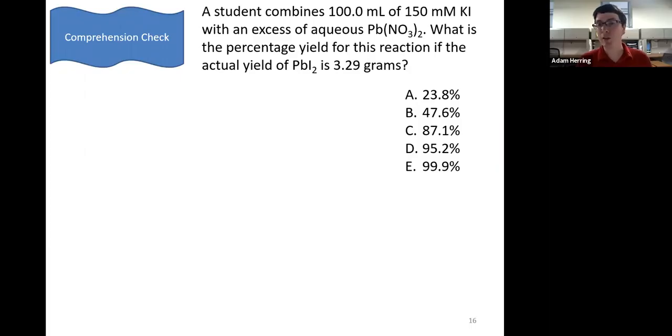Now, here's a problem for you to try. I'd like for you to pause the video and read over this problem and try to determine for yourself what would be the percent yield of the reaction, given the starting amounts and the actual yield.